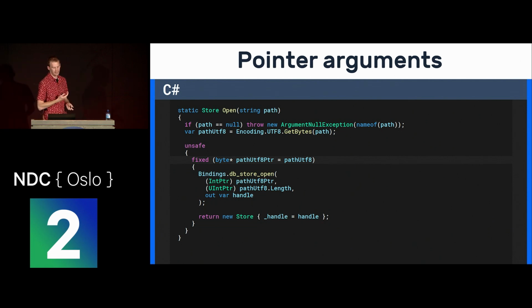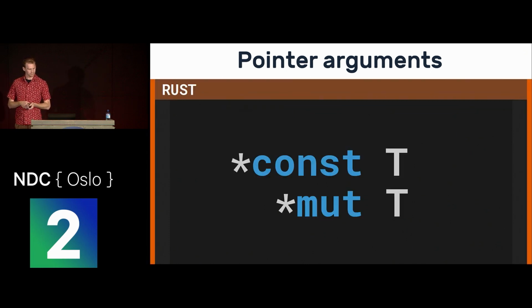So in order to get the unmanaged address of some managed data, we have to be in an unsafe context, and we use this fixed statement. It means that within the body of that fixed statement, we won't collect the value that we've got the address of, and we won't move it if a collection occurs. So that pointer is only valid for the scope of that fixed block. Once we have one, we can pass it through our FFI.